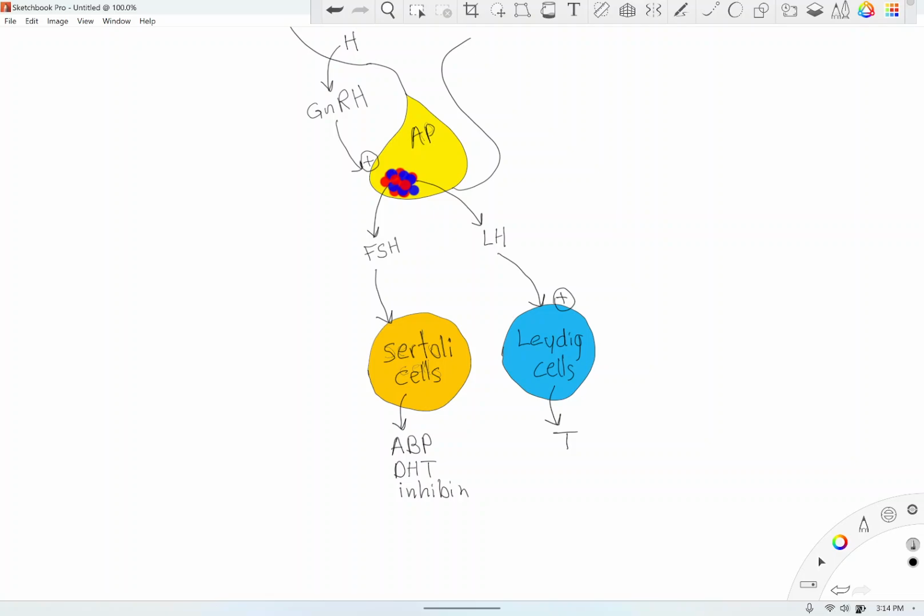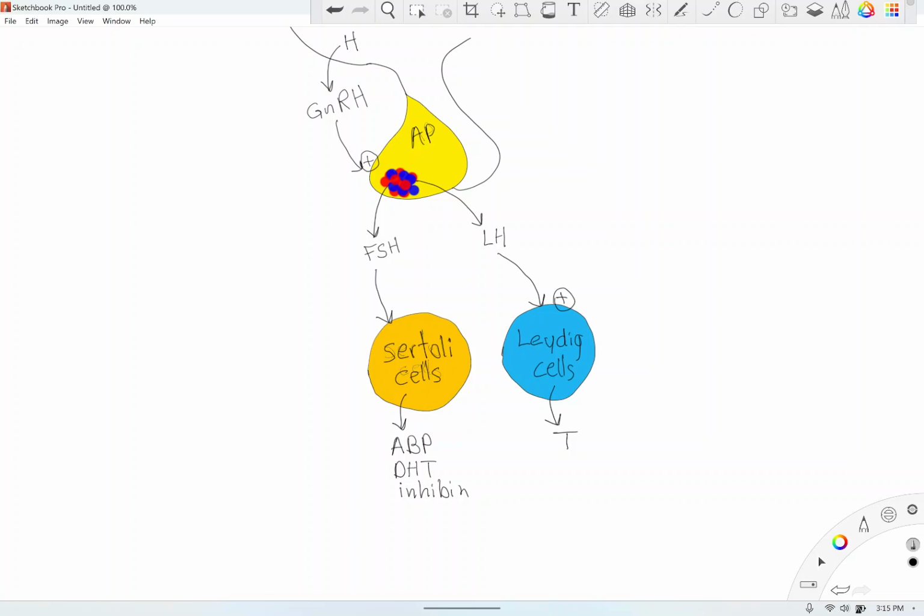Sertoli cells are tubular cells. Leydig cells are interstitial cells. You should remember that as well. So what is the function of testosterone? Testosterone is responsible for primary sex characteristics, male sex characteristics, and it is responsible for development of internal genitalia.